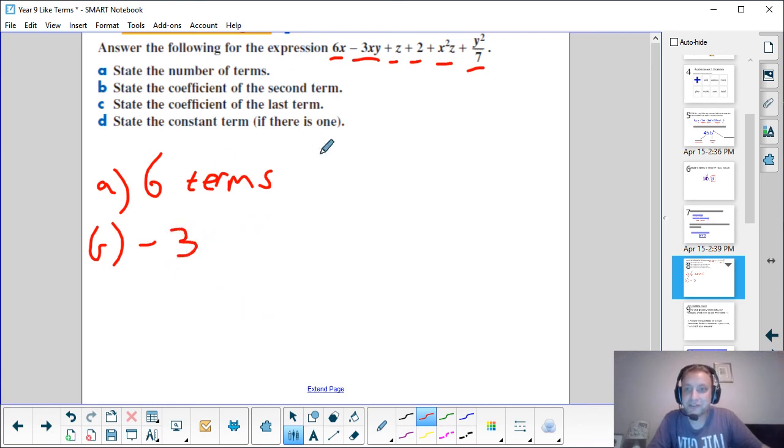To state the coefficient of the last term, they pick this one because it's a bit tricky. It's a bit different. What's going on here is that it's being divided by 7. A nicer way of writing that is to say that this y squared is being multiplied by 1/7. All right, so that is kind of what that 7 means. And if there is a constant term, we need to say what it is. The constant term is just the number by itself without a letter. So the constant term is the number 2.